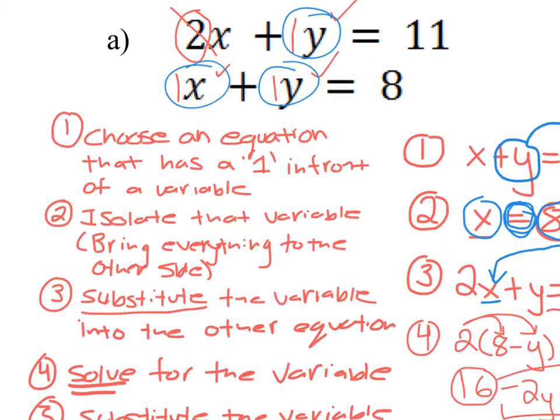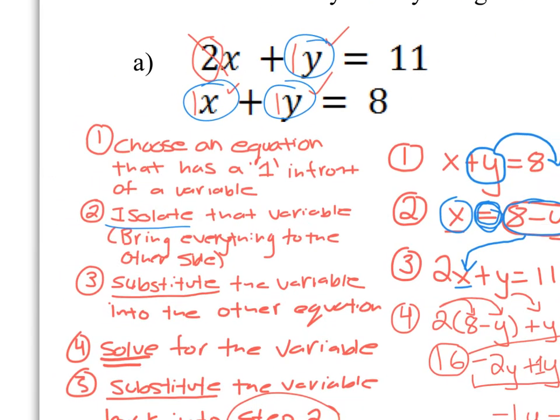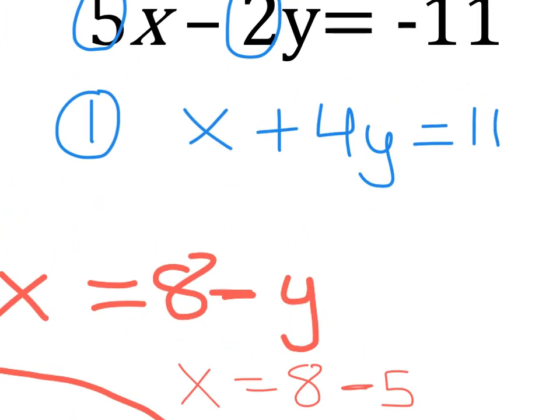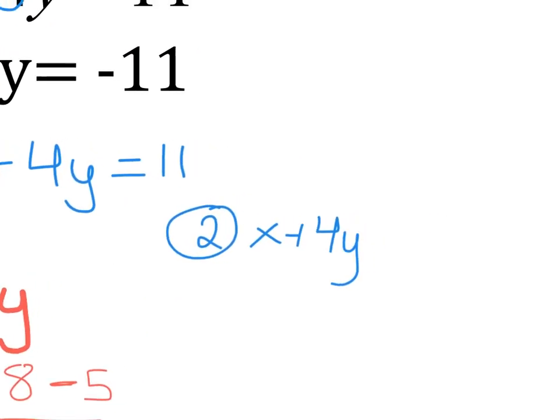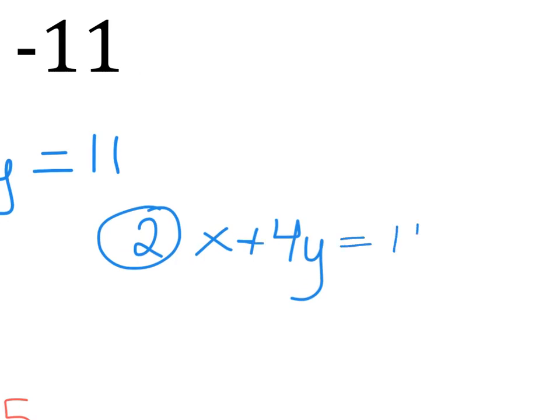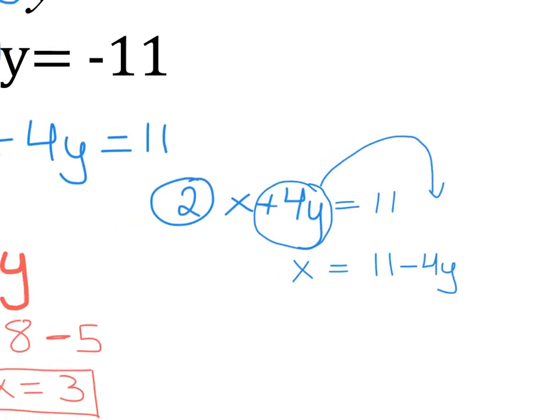So now, step number 2 is to isolate that variable and bring everything to the other side. So now for step number 2, this x plus 4y equals 11. I'm going to take this positive 4y and bring it to the other side so that x is equal to 11, and then that positive 4y becomes negative 4y, and now I've just completed the second step. And I know that x is 11 minus 4y.